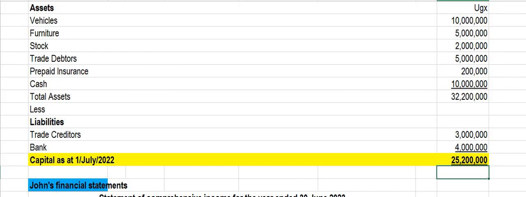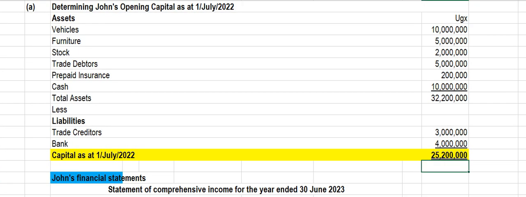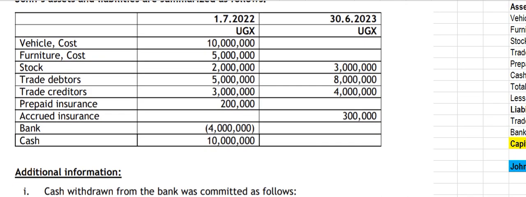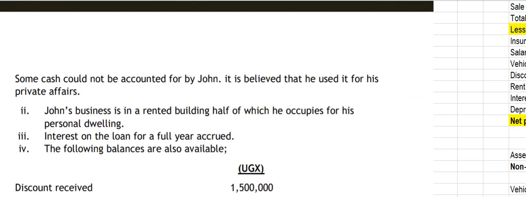So that is part A of the question. You simply get your assets at the start minus the liabilities at the start for you to arrive at the opening capital. That is in case it has not been given to you. So that is part A. That is Johnny's opening capital, 25,200,000. So part A of the question has been answered.